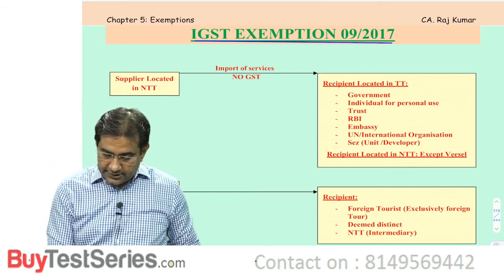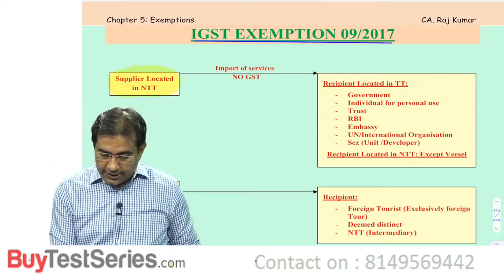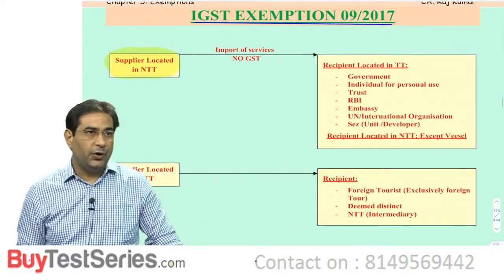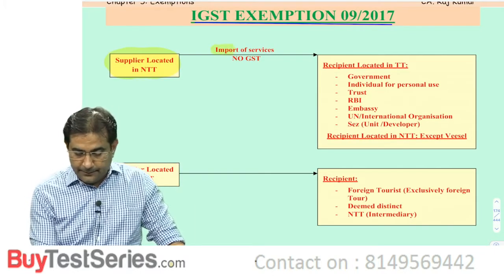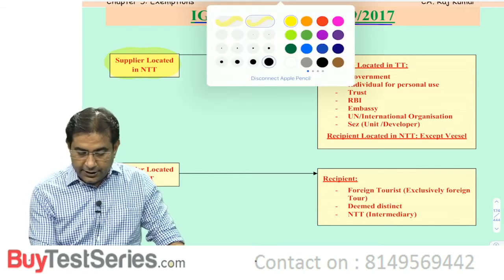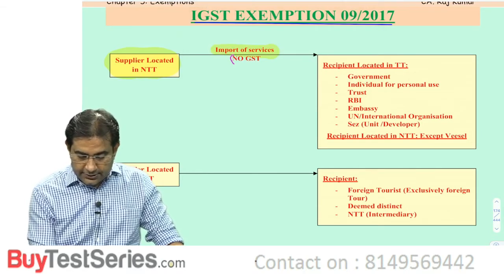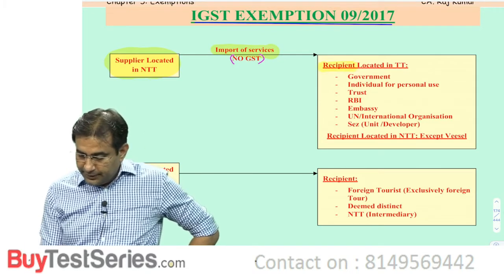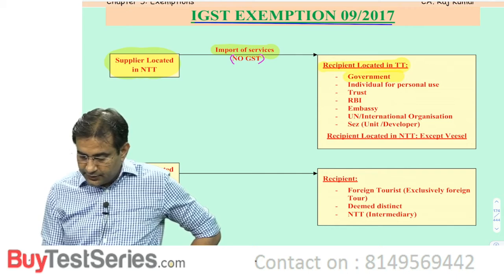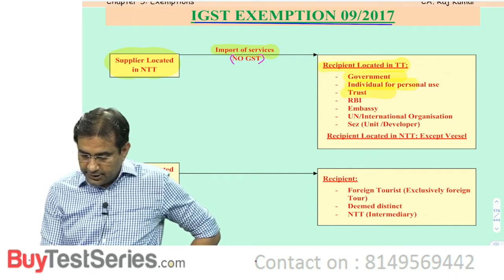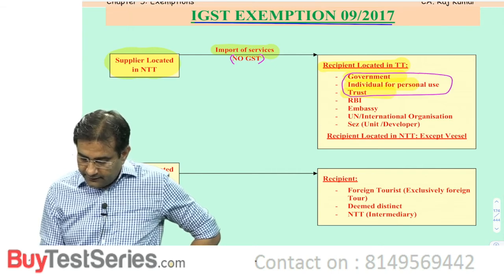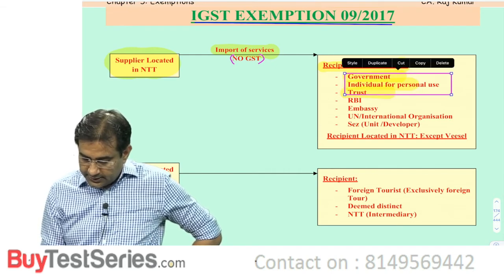First one is where the supplier is located in a non-taxable territory, that is, import of services. Finally, no GST on it, that is, it will be exempted. In which the recipient is located in the taxable territory, it's government, personal use and trust. These are three special points that are discussed in the first element. Okay, yes sir.